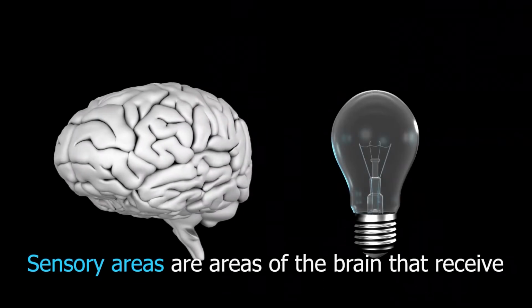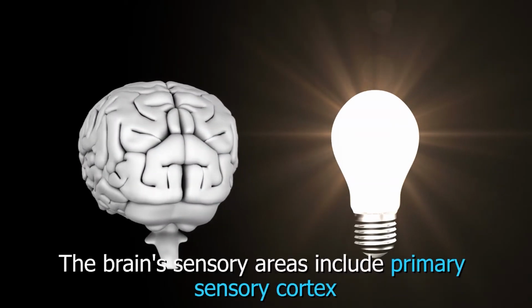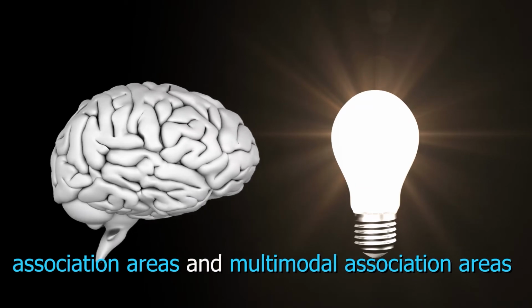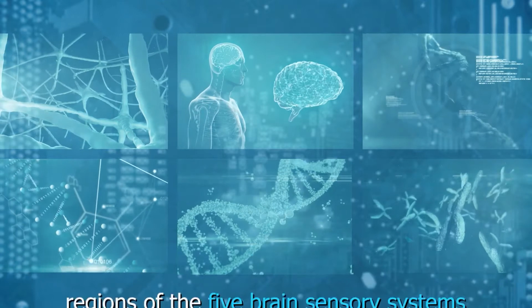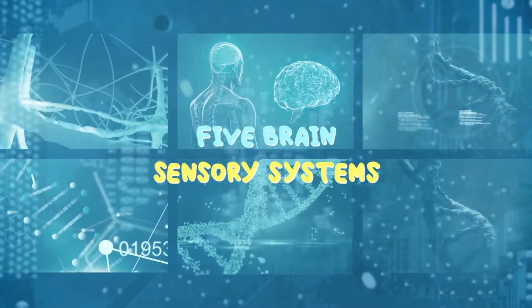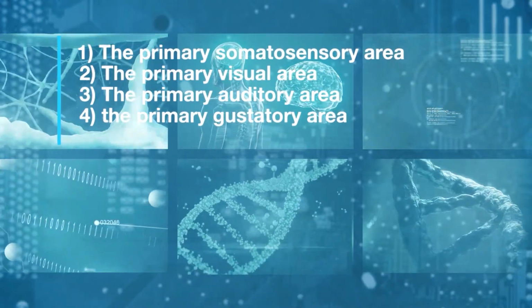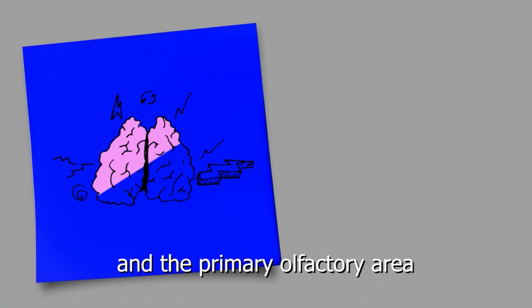Sensory areas are areas of the brain that receive and process sensory information. The brain's sensory areas include the primary sensory cortex, association areas, and multimodal association areas. The primary sensory areas are the primary cortical regions of the five brain sensory systems, which include the primary somatosensory area, the primary visual area, the primary auditory area, the primary gustatory area, and the primary olfactory area.